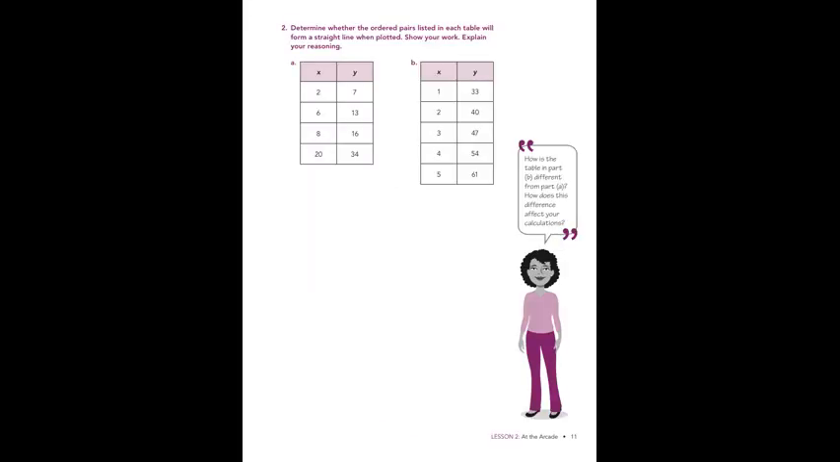Okay, on the next page, page 319, I want you to pause my video and determine whether the ordered pairs listed in each table will form a straight line when plotted. You need to show your work and explain your reasoning, then come back and check your work against mine.